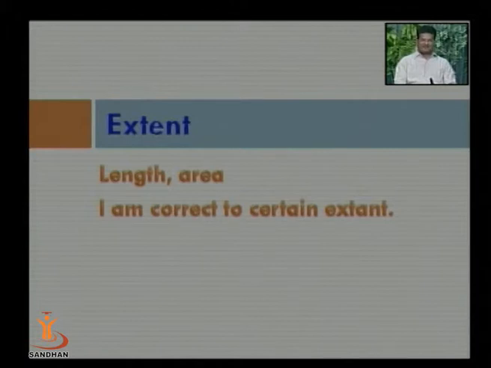Extent, length or area, in terms of time, especially time. I am correct to a certain extent. To a certain limit, I am correct. That is what the person wants to say. Extent sets a limit here.